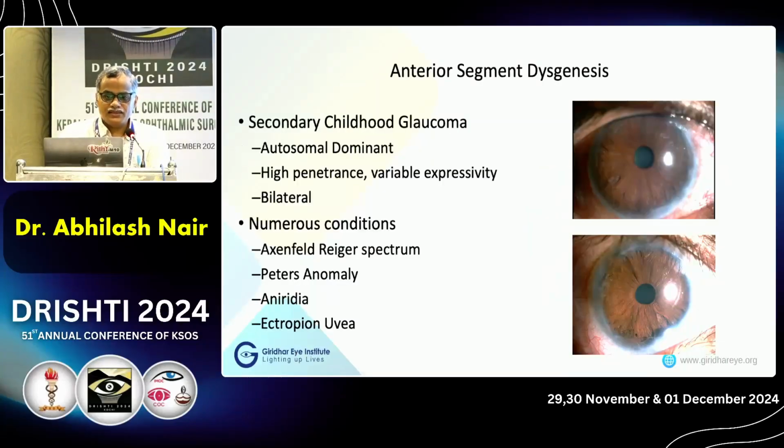Coming to anterior segment dysgenesis, these are classified as secondary childhood glaucomas. They are autosomal dominant with high penetrance, but the expressivity is variable. So you might get one generation with severe iris changes, and the next generation may not have too much of them. Typically bilateral because they are genetic. There are numerous conditions involved in this, but we will focus on Axenfeld-Rieger because that's where the peripheral anterior synechiae are most common.